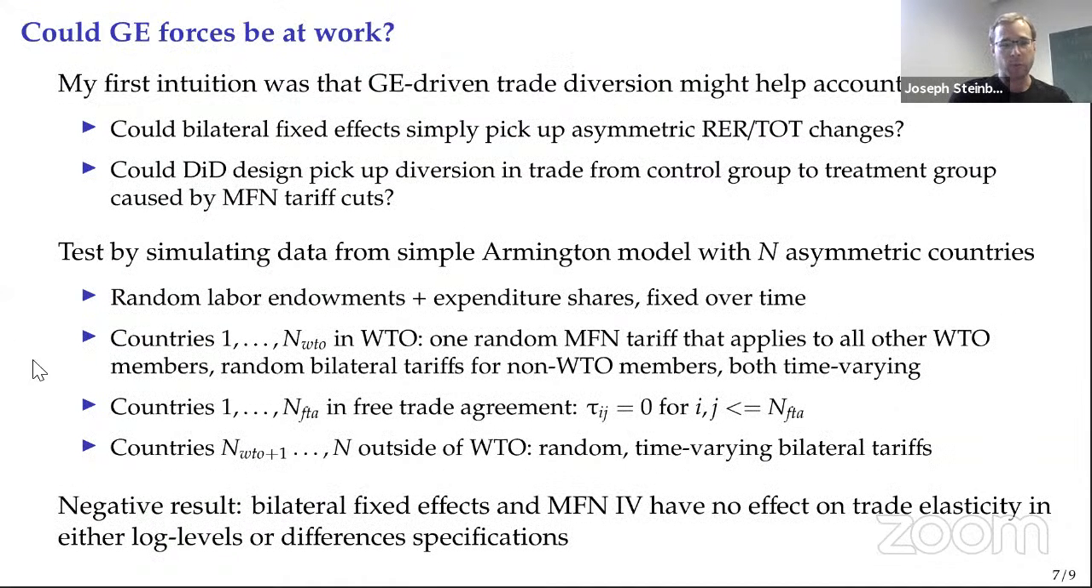Very briefly, I wanted to know whether some of this stuff could be coming from general equilibrium effects. Is there something I'm missing where we could just be getting these results in a standard model? And the answer is no.